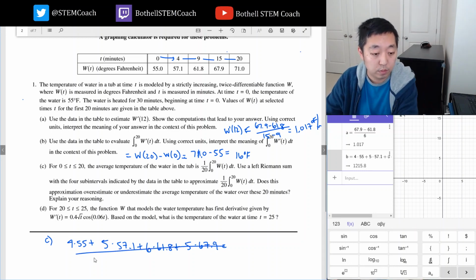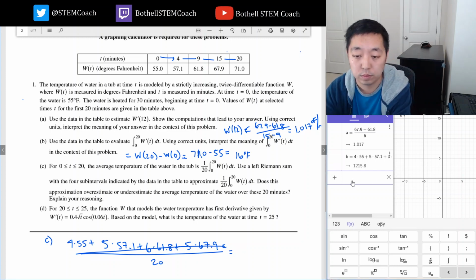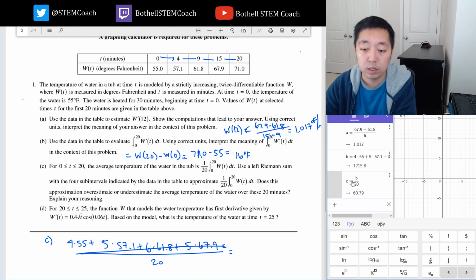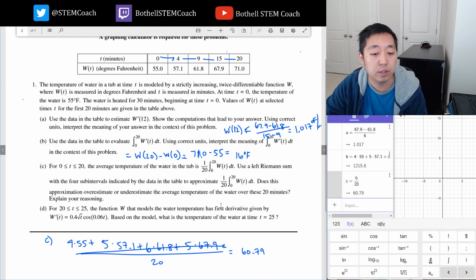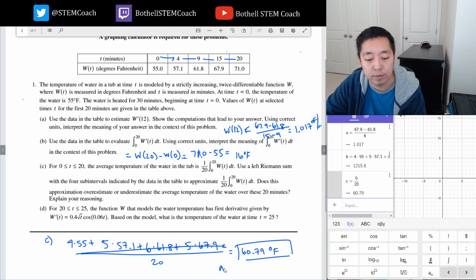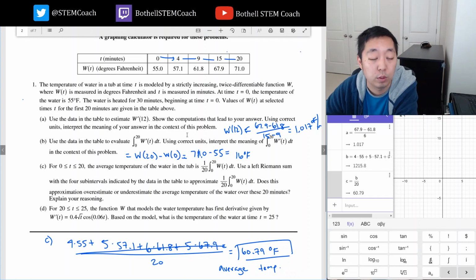Dividing it by 20, I get 60.79. Now, what are the units of this? Well, I integrated over this whole region, so that's like degrees Fahrenheit times minutes. But then I divided by 20 minutes, the width of the interval, so it's just degrees Fahrenheit. This is the average value, the average temperature of the water over the whole 20 minutes.